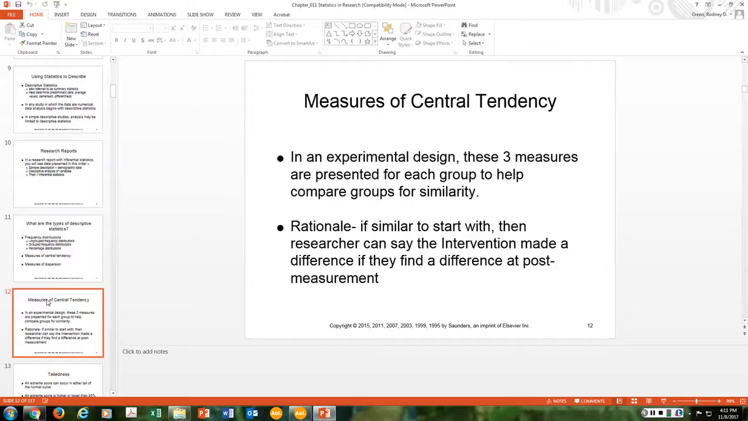So in an experimental design, these three measures that we just talked about in the previous slide are presented for each group in the study to help compare groups for similarity. Remember, the groups have to be similar to start with. Otherwise, how do we know that the treatment actually made a difference? Maybe that group was different to start with. So the rationale is, if they're similar to start with, then the researcher can say the intervention made a difference if they find a difference at post-test measurement.